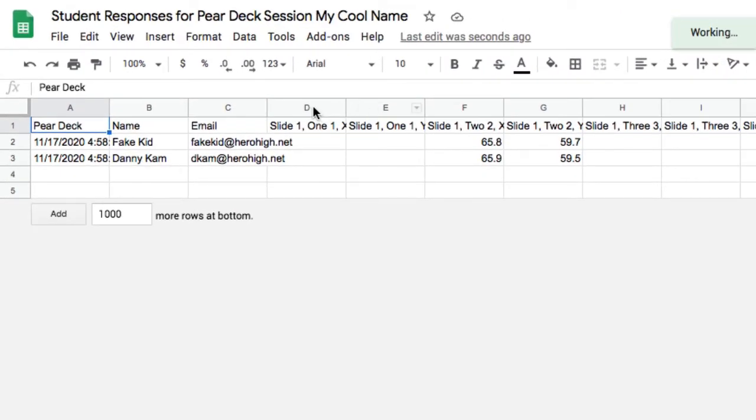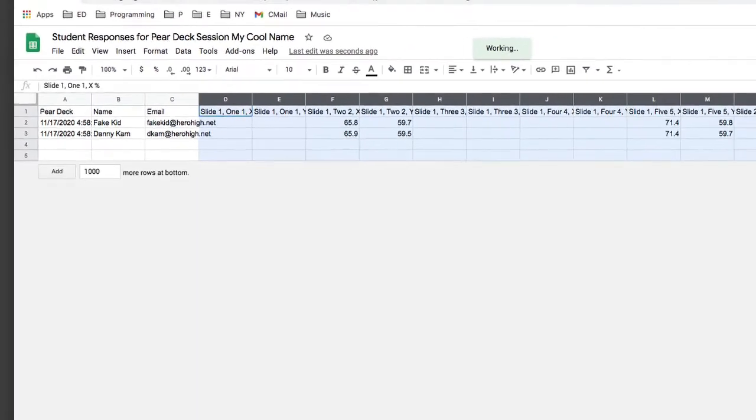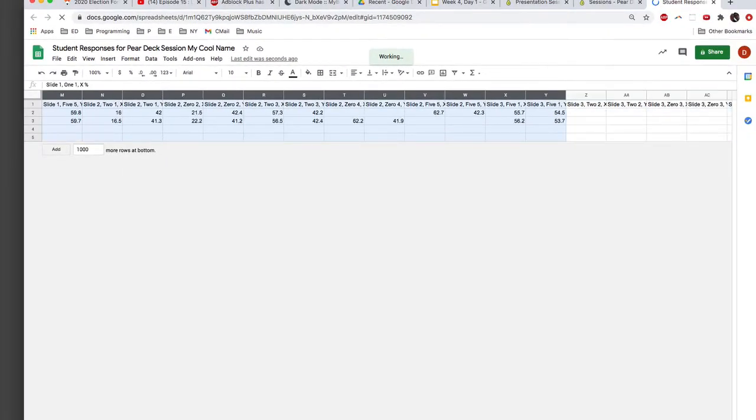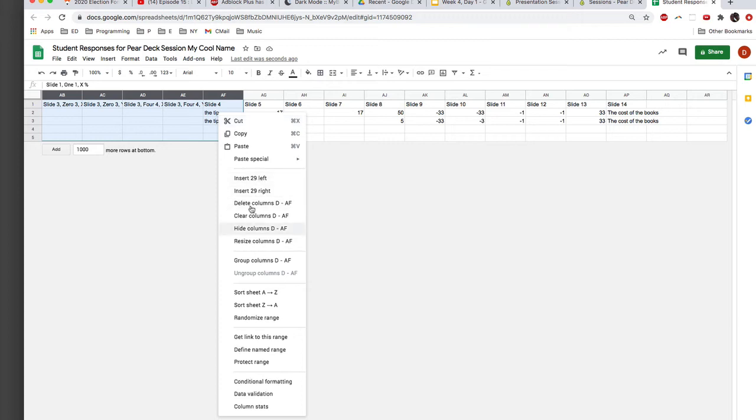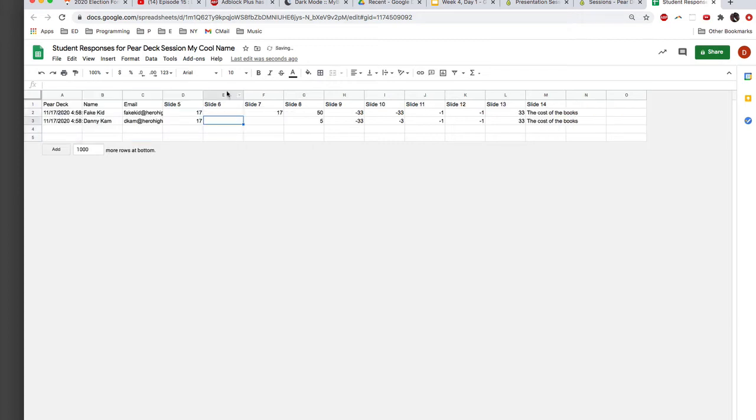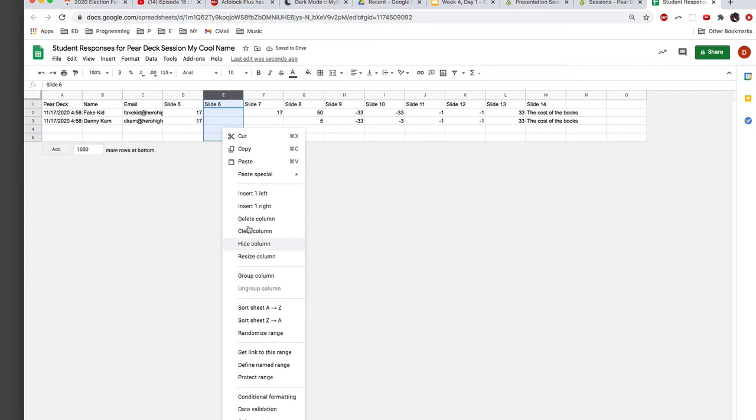Since I don't want to grade these first few slides, I'm just going to go ahead and delete them because they're not really up to the tip. I don't really think that stuff's worth grading because it was qualitative, so I'm going to go ahead and delete those columns. And I'm also going to delete the columns where there was no answer.